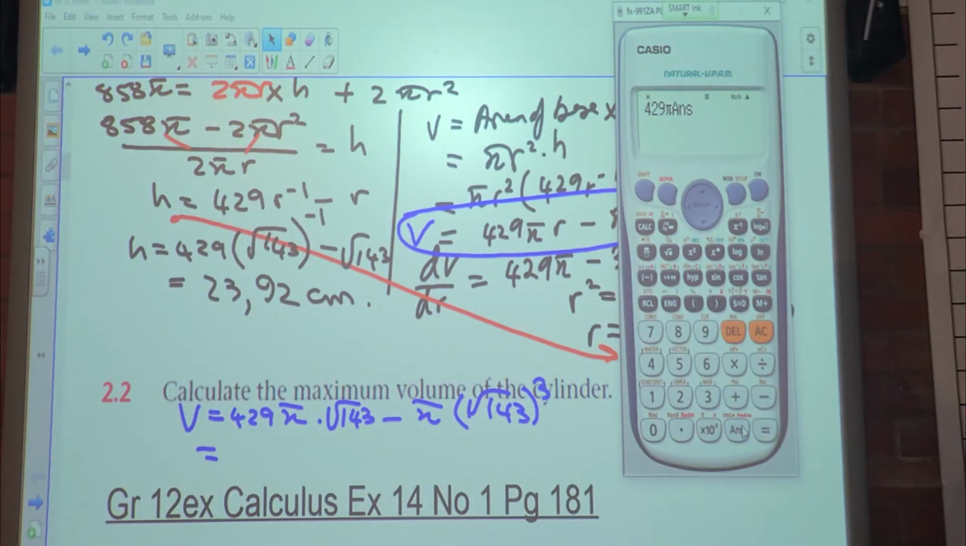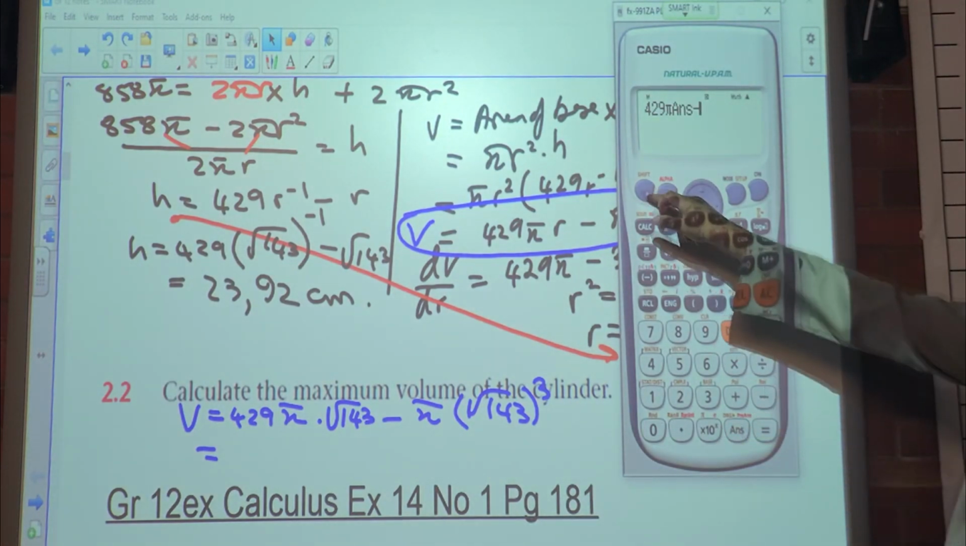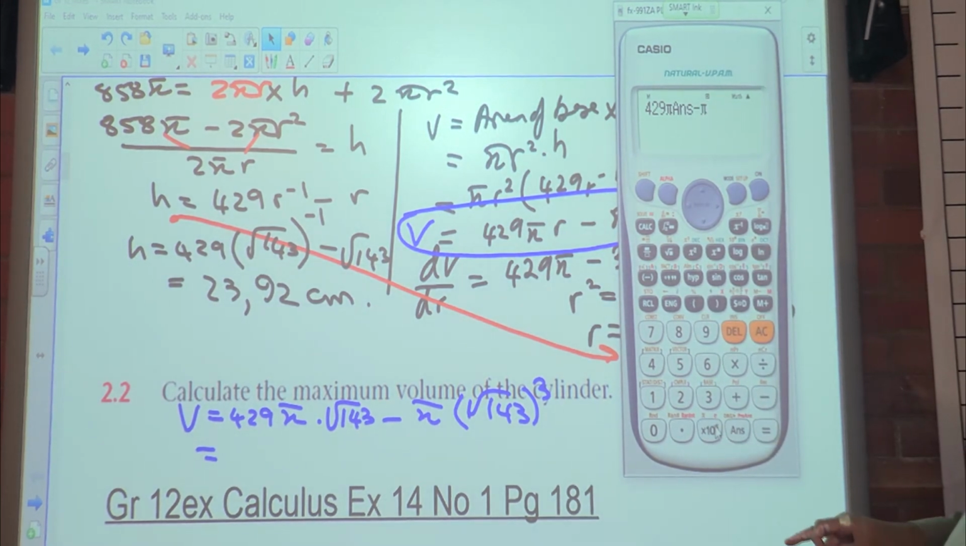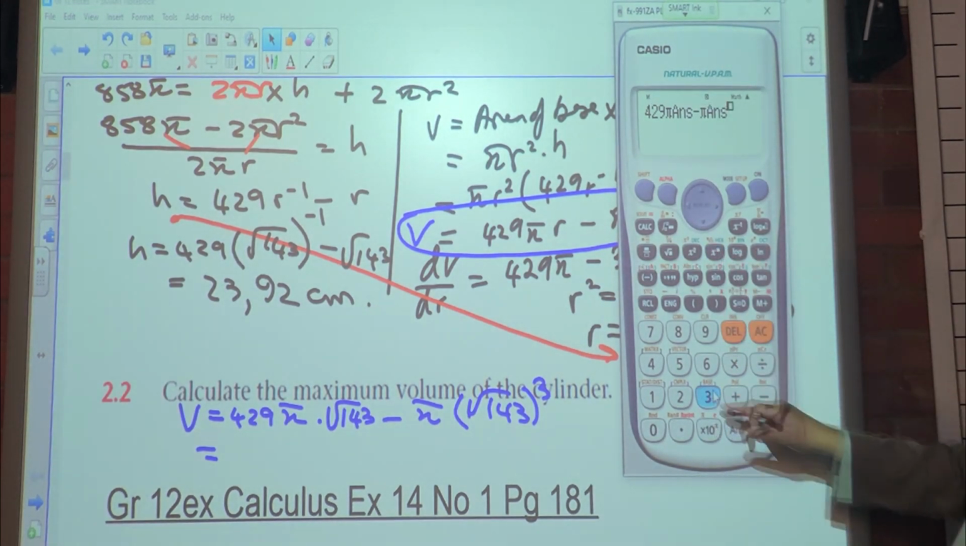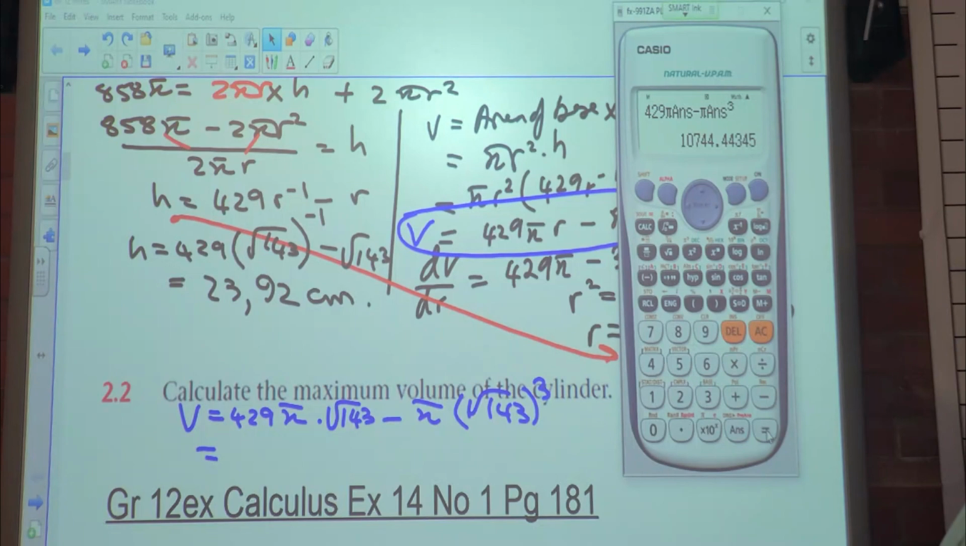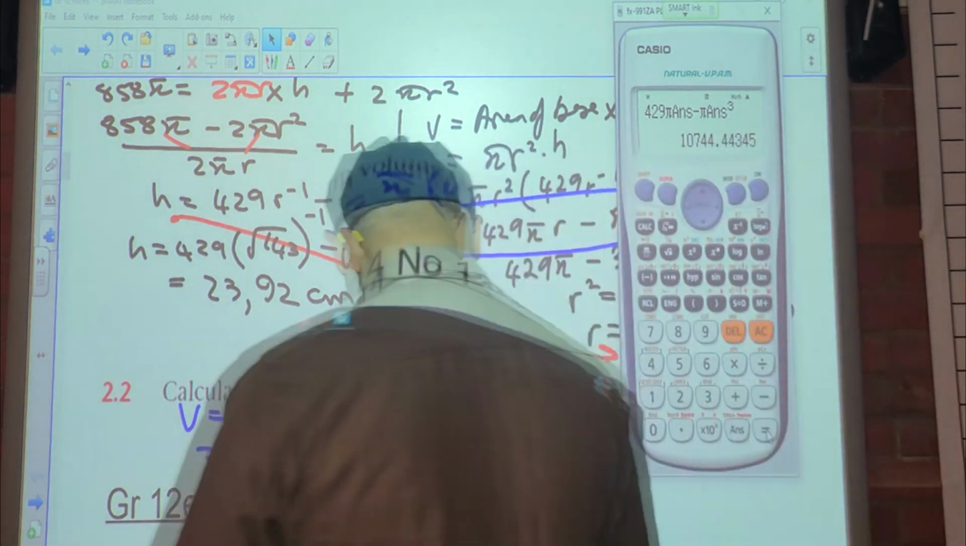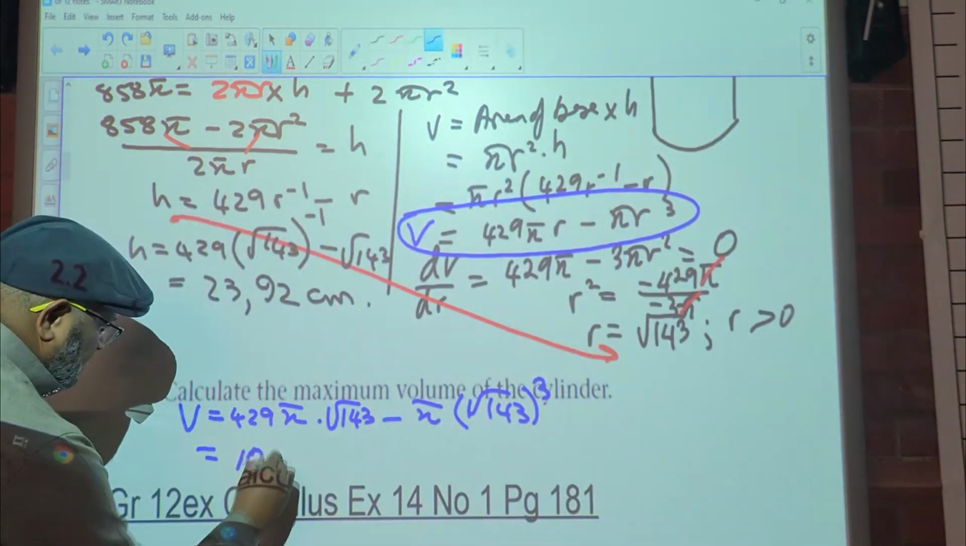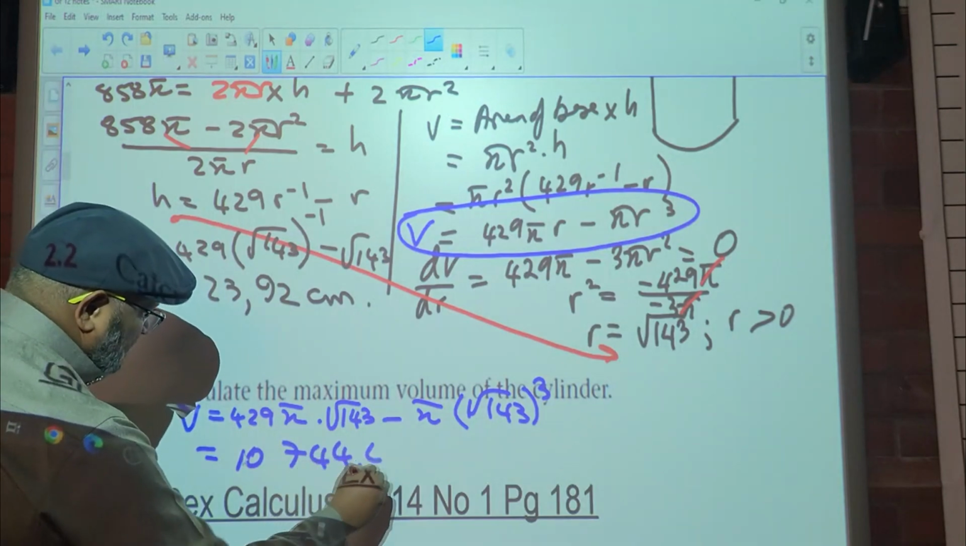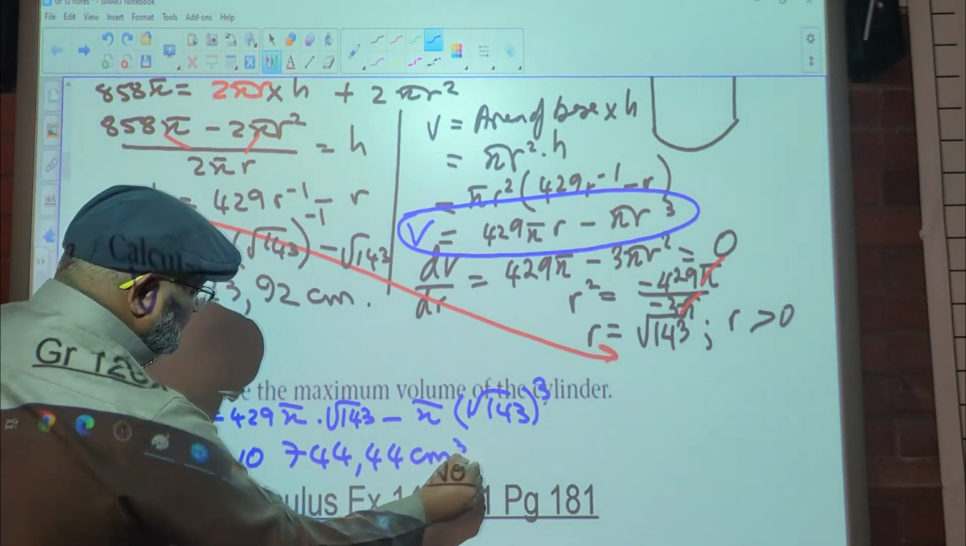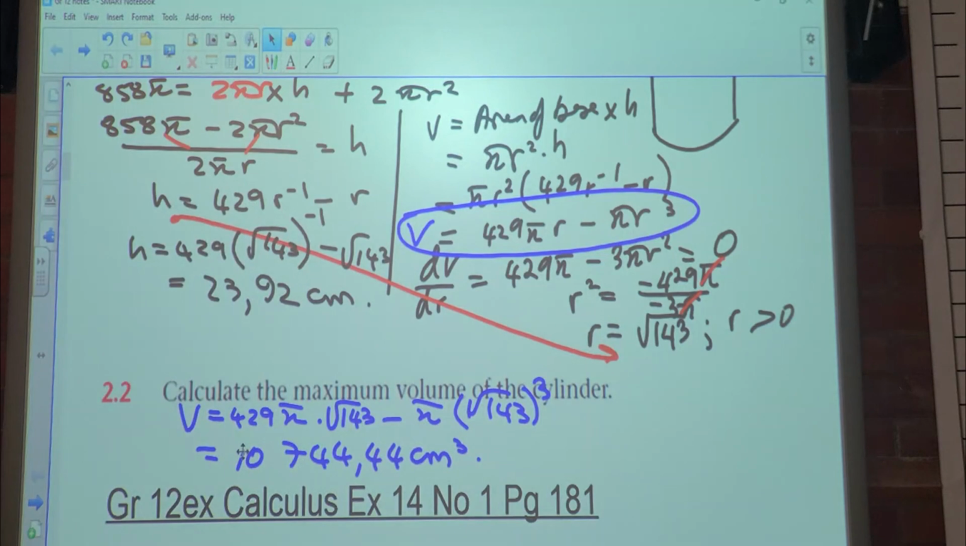answer minus pi answer cubed gives us 10,744,44. Is that correct? Okay, 10,744,44 centimeters.